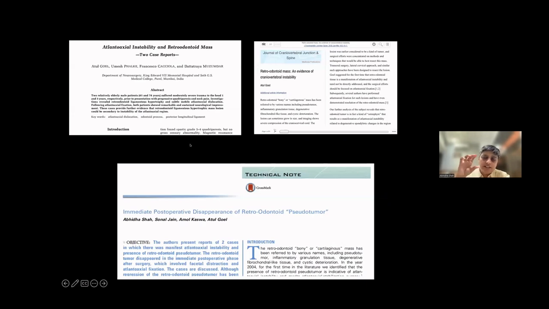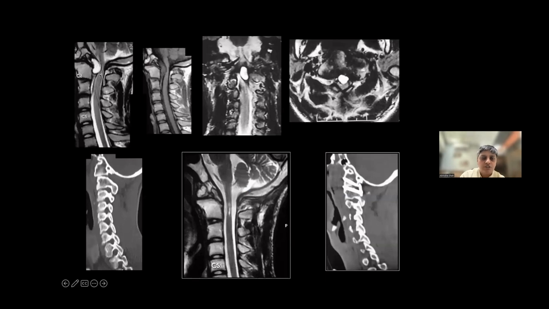And the last thing is there is some pathology in the anterior aspect of the C1, C2 region, which we know as retroodontoid mass. A lot of people do surgery for this mass, but they have to realize, and this was first described by, again, Professor Goel, that this retroodontoid mass is a reaction to the atlantoaxial instability and is an indicator of atlantoaxial instability. And we now have done a lot of cases in this region. So this is not a tumor. It is a retroodontoid pseudotumor.